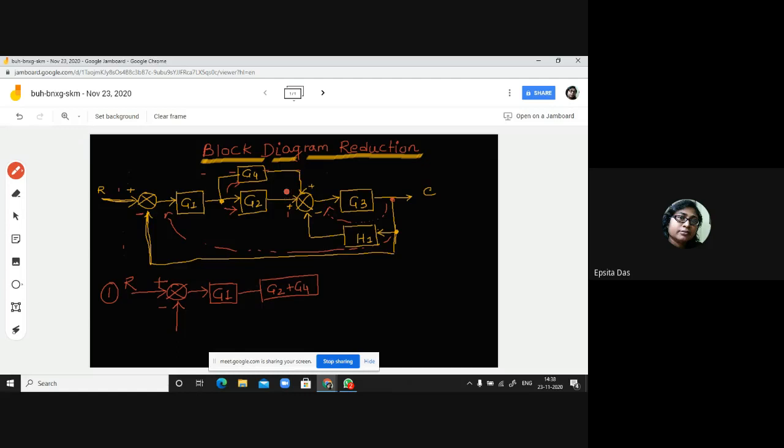That means these two signals no longer require a summer, but this summer is required for the feedback path. And we also know there is a formula of feedback. What type of feedback is it? We are getting that it is a negative feedback. And what is the formula of negative feedback?